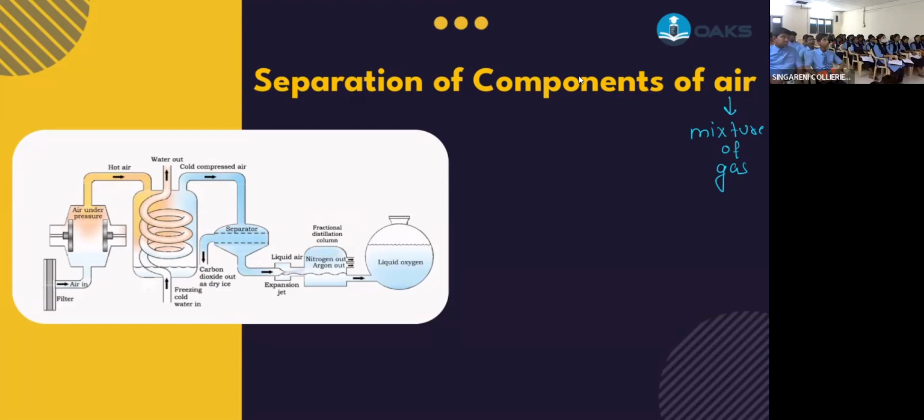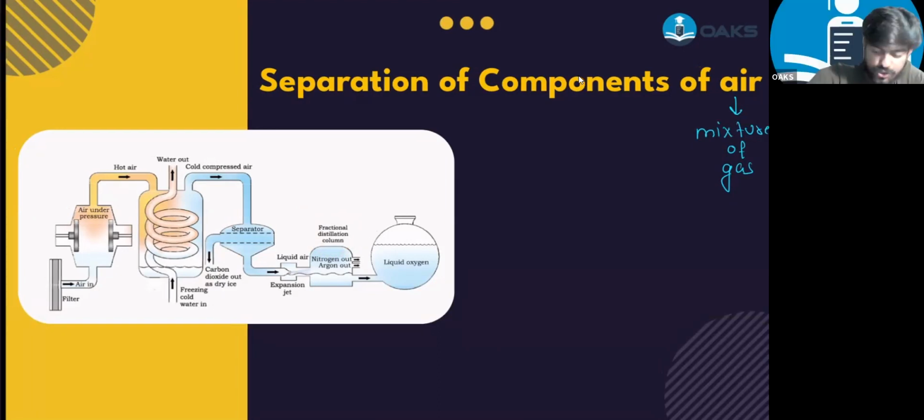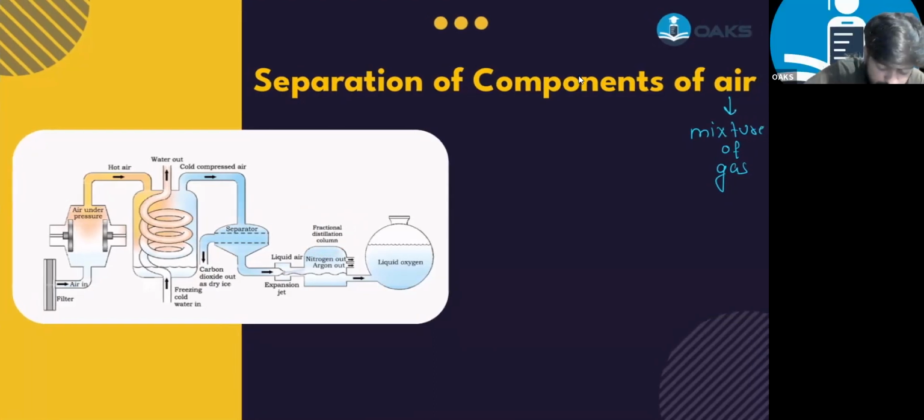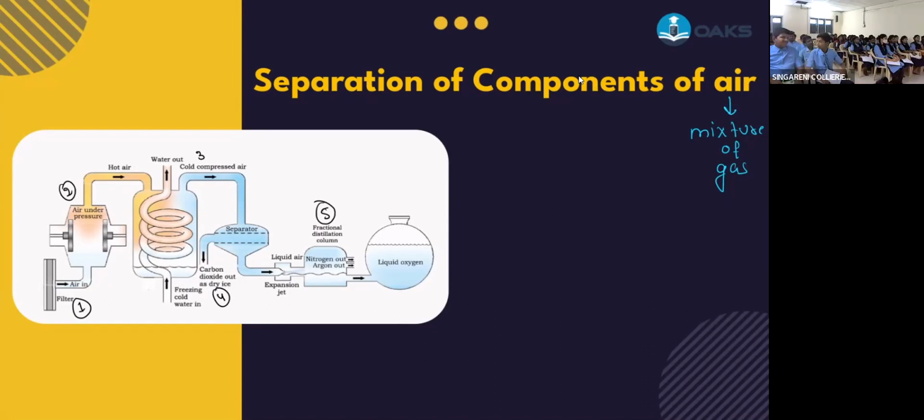Any doubts? No, sir. Okay, so should I name these steps? This is step 1, in which we enter the air. Then we compress the air, right? And then we cool down the air. And then we can separate the solid carbon dioxide. And finally, with the help of the fractional distillation method, we can separate all the components of the air in liquid form. Yes or no? Clear to everyone? Yes, sir.